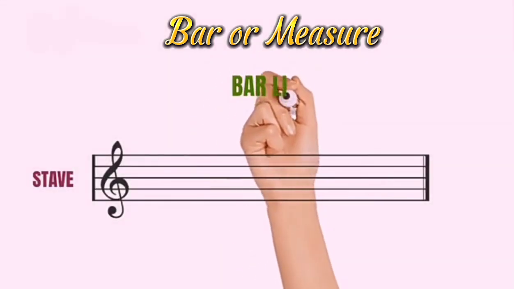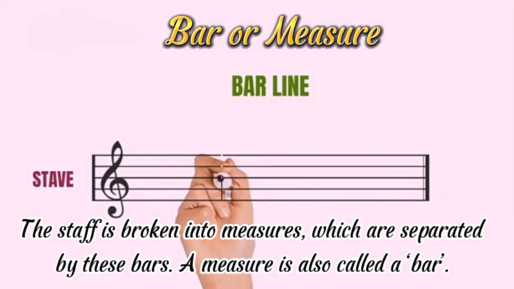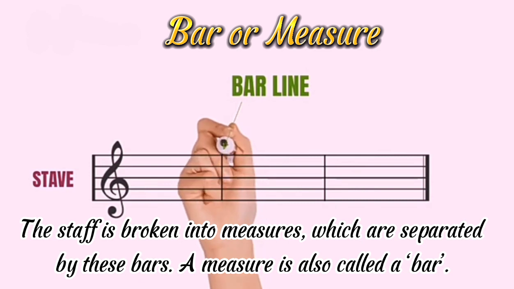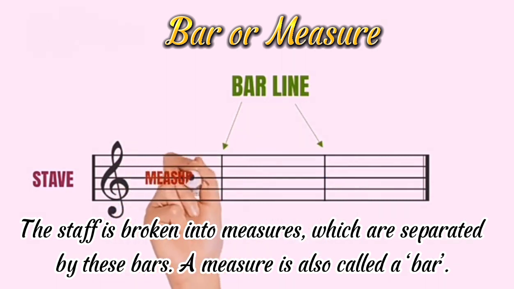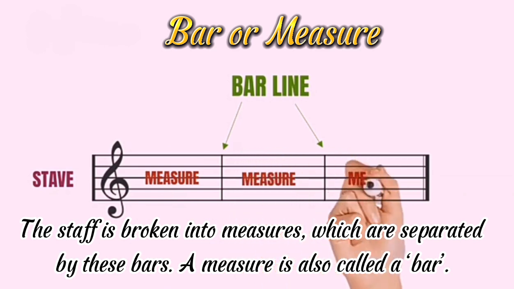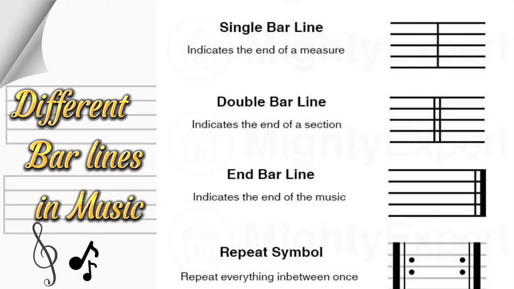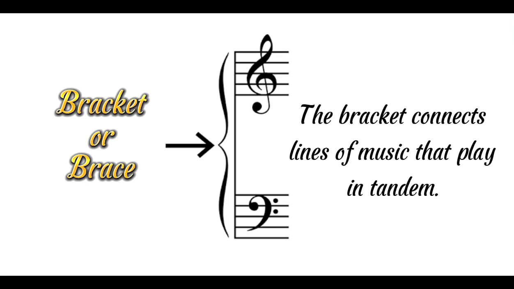Next is bar or measure. The staff is broken into measures which are separated by these bars. A measure is also called a bar. There are different bar lines in music, including single bar line, double bar line, and bar line with repeat symbol. Bracket or brace. The bracket connects lines of music that play in tandem.